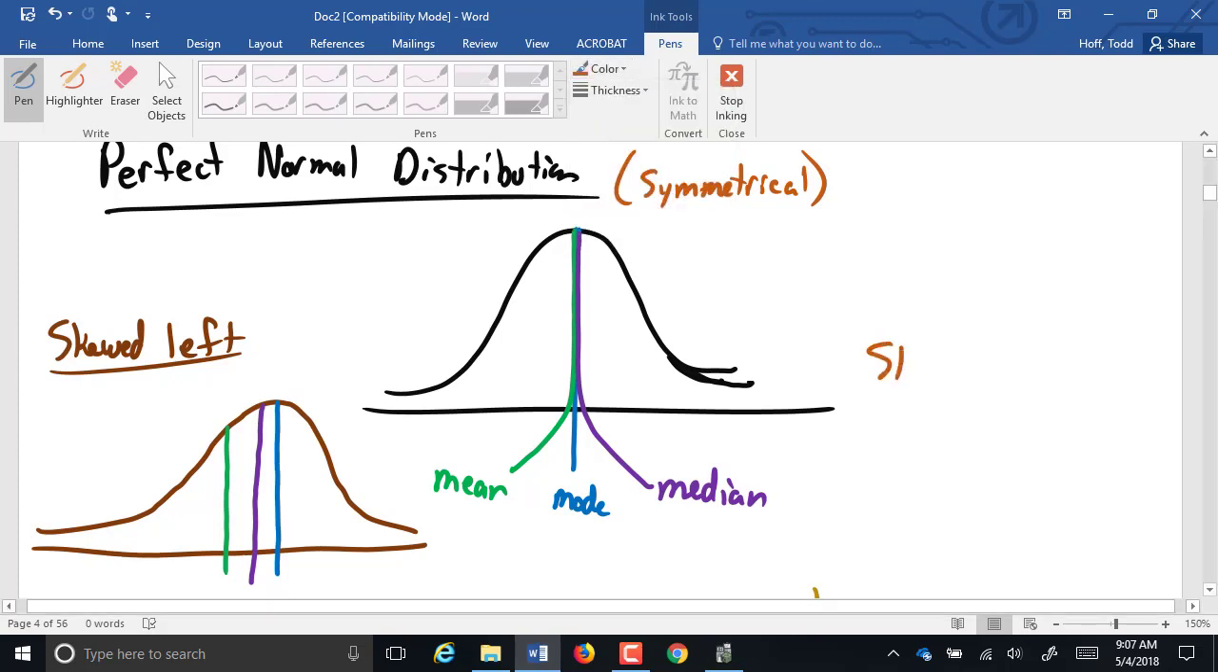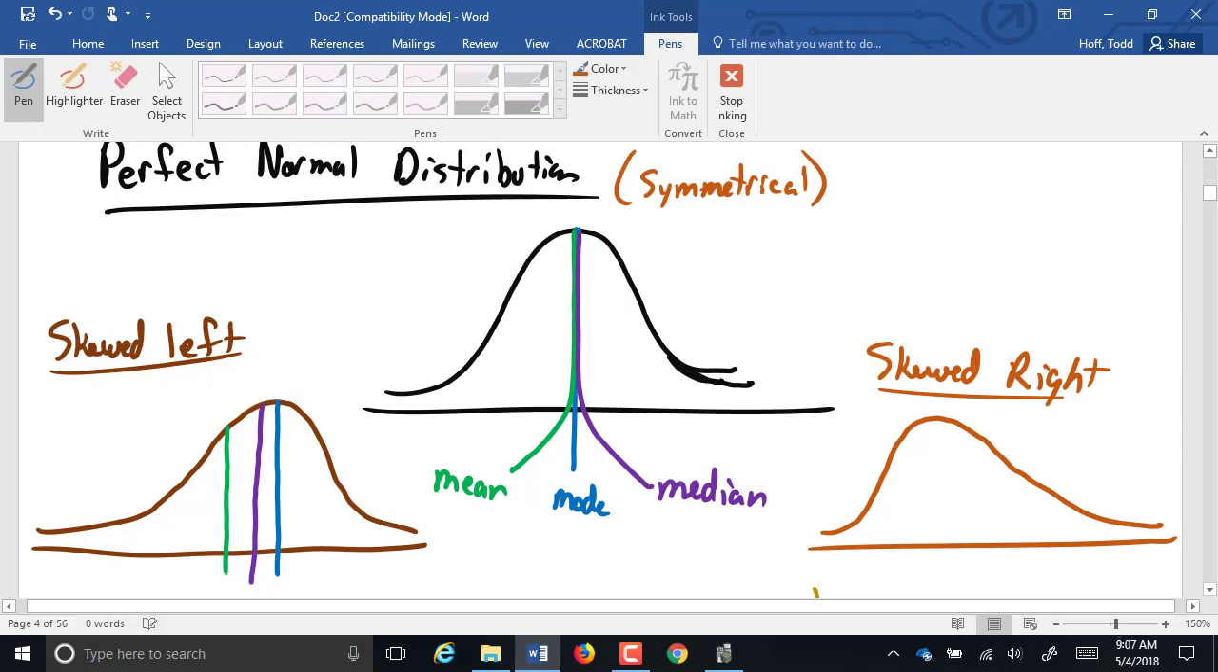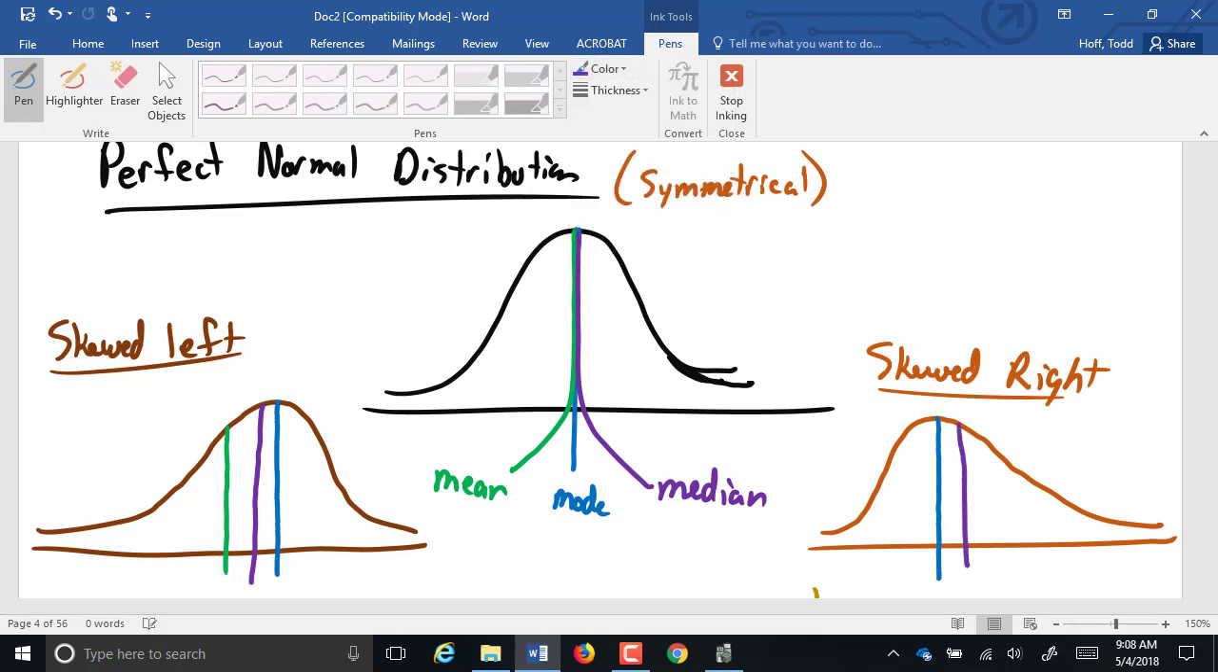So if it is skewed right, the opposite happens. You can see this curve is stretched out to the right. The mode is still the highest point of the curve. The median gets moved over a little bit. The mean can get moved over a lot.